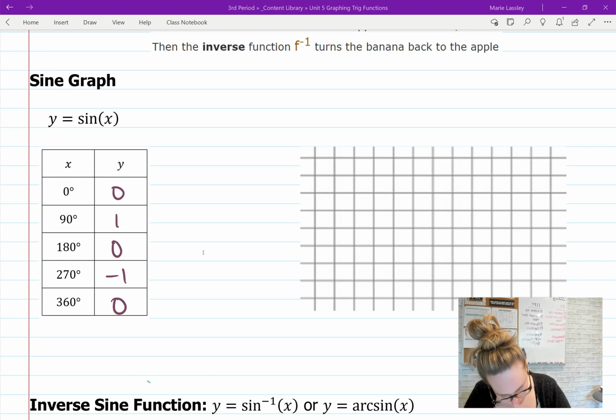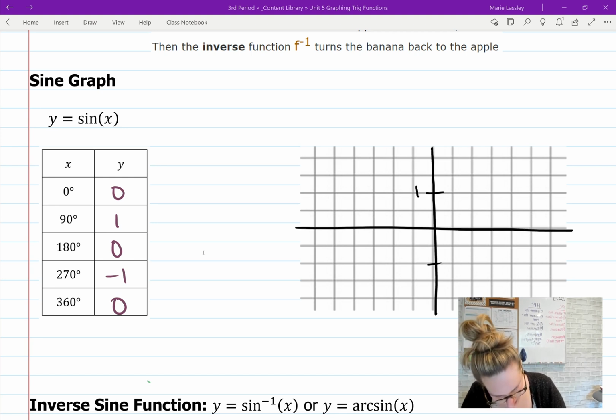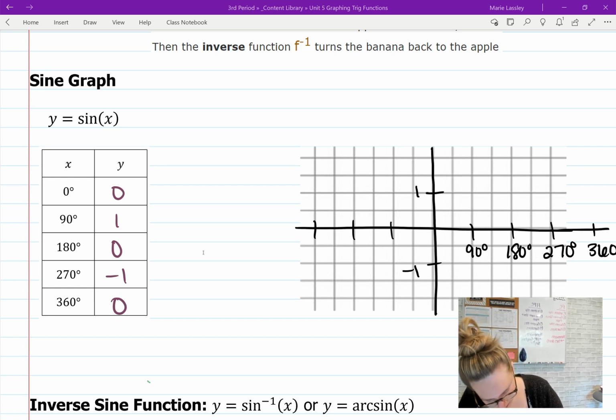I'm going to try and find the middle here. This looks kind of like the middle. So we're going to do 1 and -1. I probably can't fit everything on here, but that's okay. I don't want it to be too squishy because then you won't be able to see what I'm doing. So that's fine if we can't fit all of the points. So 90, 180, 270. I'm just going to extend this so I can get 360 over here, and then same thing right here.